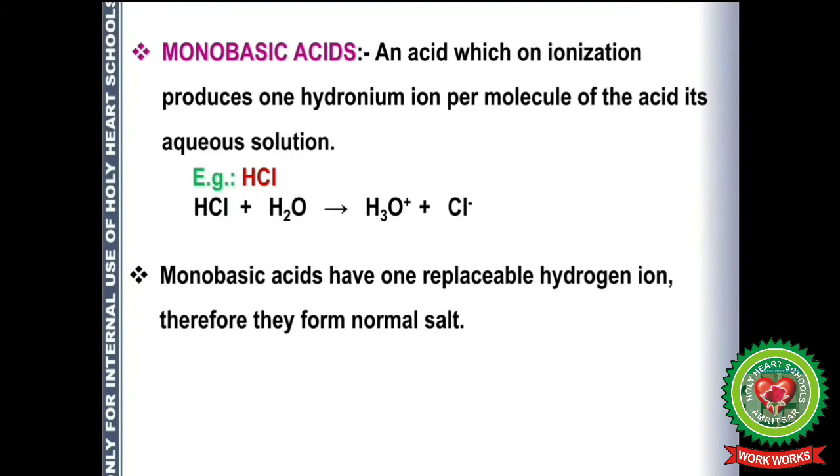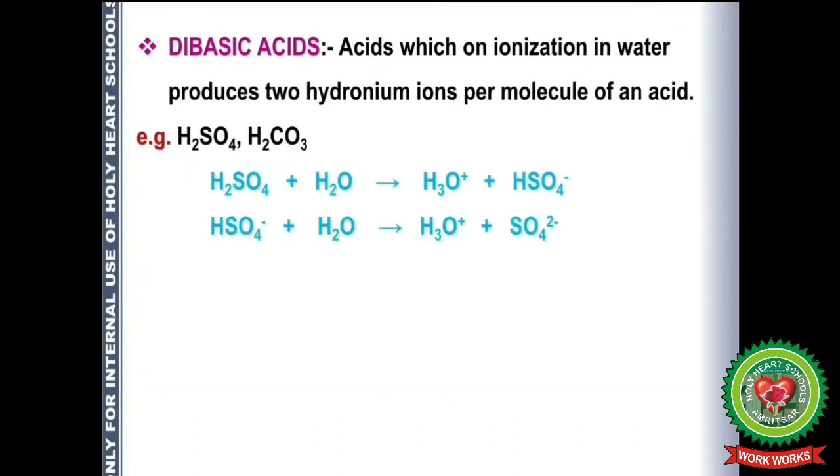Further discussion of monobasic acids: we know that monobasic acids have one replaceable hydrogen ion. So when we talk about HCl, one hydrogen is replaced and it combines with water and forms hydronium ion. So therefore it will form only one type of salt, that is normal salt. For example, when sodium hydroxide reacts with HCl, it will form NaCl and water. NaCl does not contain any hydrogen or OH, so therefore it is termed as a normal salt.